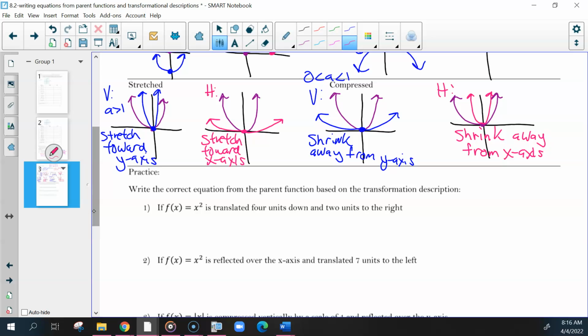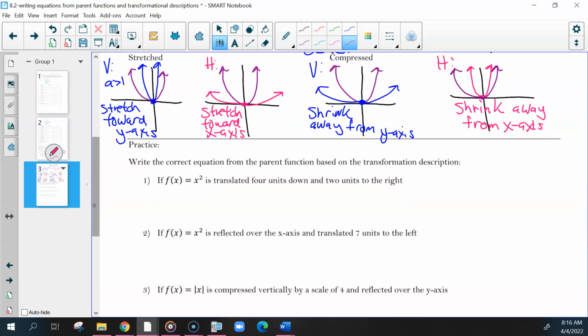So with these, you're given words. It tells you different transformations, and we have to take those words and write an equation. So the easiest way to do this is to recognize what's being said, what's being asked. Translated 4 units down. Is that vertical or horizontal? Vertical. So that would be inside or outside? Outside.